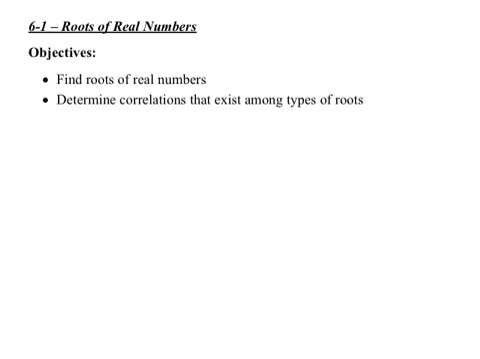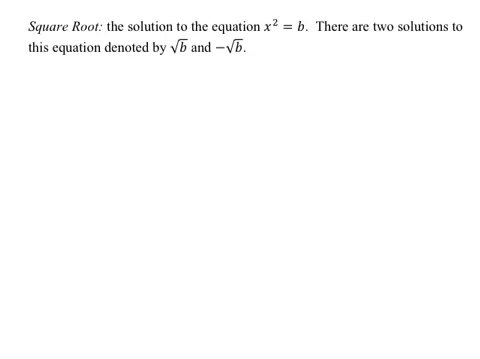Section 6.1, Roots of Real Numbers. The objectives here are to find the roots of real numbers and to determine correlations that exist among the different types of roots. First, let's take a look at a square root. A square root is really defined as the solution to the following equation: x squared equals some constant. For the sake of this, we'll say that constant is b.